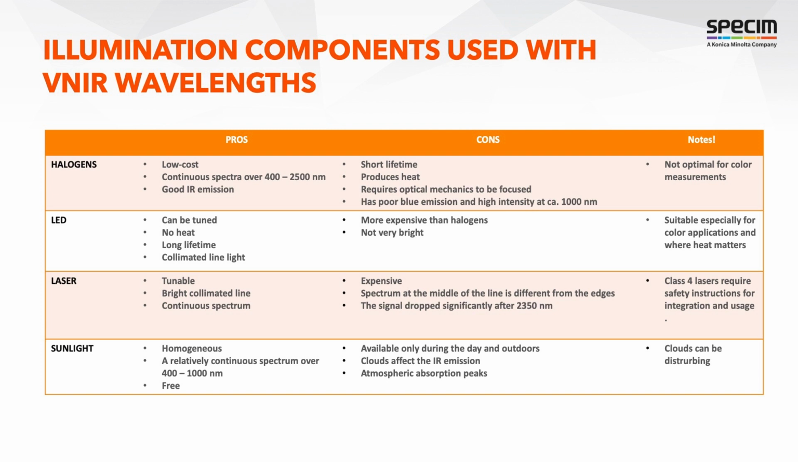Okay, here we're going to speak about the illumination. Illumination in hyperspectral imaging is very crucial because, remember, with a hyperspectral camera, you measure the reflected light compared to the incoming one. For the VNIR spectral range, you have different options: halogen, LED, laser, but also sunlight. Each of them has its pros and cons, and depending on your application, you may choose one or the other. The first one is halogen.